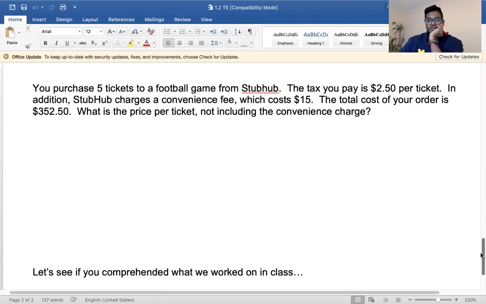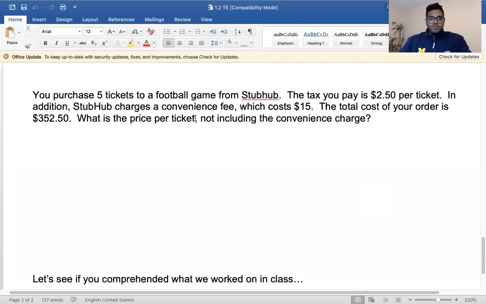Okay, last problem here for the 1.2 notes. You purchase 5 tickets to a football game from StubHub. The tax you pay is $2.50 per ticket. In addition, StubHub charges a convenience fee, which is $15. The total cost of your order is $325.50. What is the price per ticket?